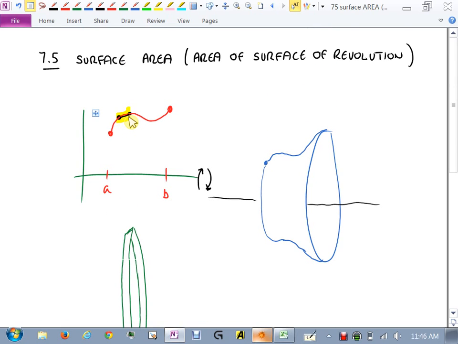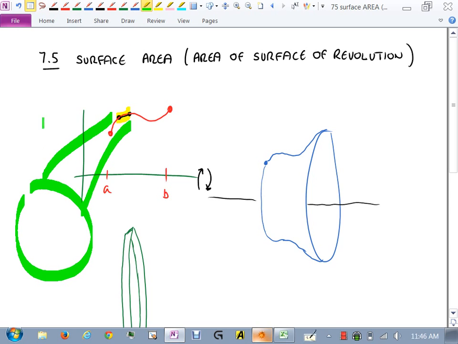dx, or it could be the length of that arc, right? That little piece? What would be more accurate? The dx or the length of the arc? The length of the arc would be more accurate. Because really, if I zoom in on this little piece, look, let me zoom in on this. Here's my zoom.